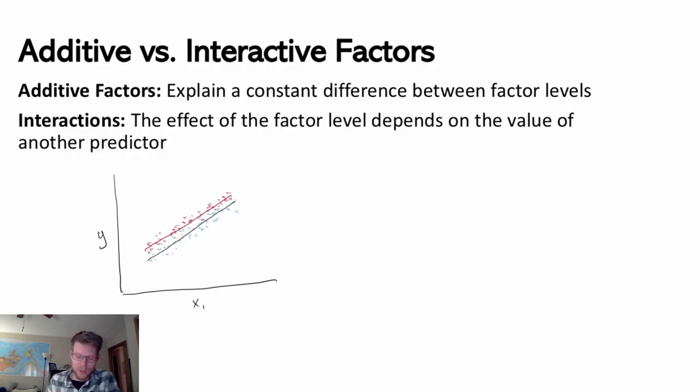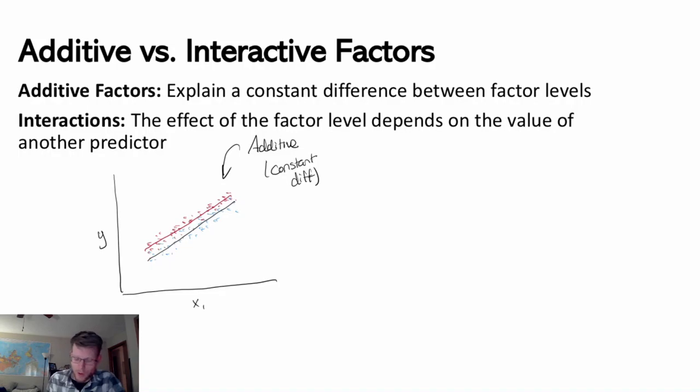And so when these factor levels are parallel like this, it means we have an additive relationship. It means that this variable doesn't interact with x sub 1 here. So this right here would be additive. There's a constant difference. It's not related to x sub 1 here.